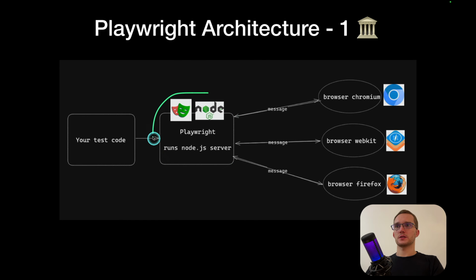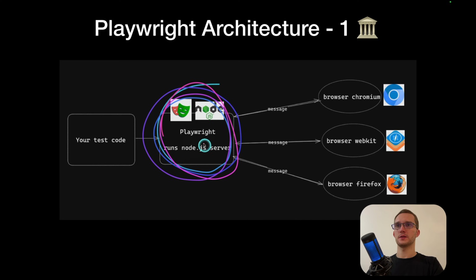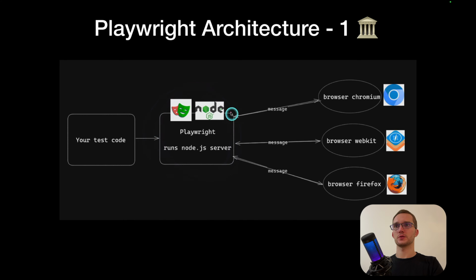So Playwright starts a Node.js server, and usually not one server. Yeah, but that's the implementation details. We don't want to dive into that. It's of no value for us. And then Playwright also starts browsers, depending on what we specified in the configuration, like Firefox, WebKit, which is the engine for Safari, and Chromium, which is the engine for Chrome.